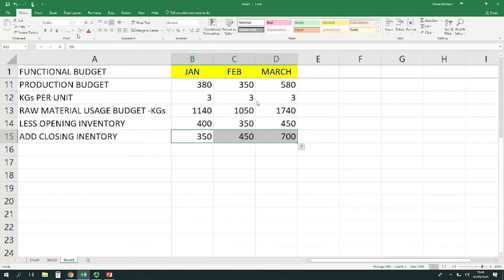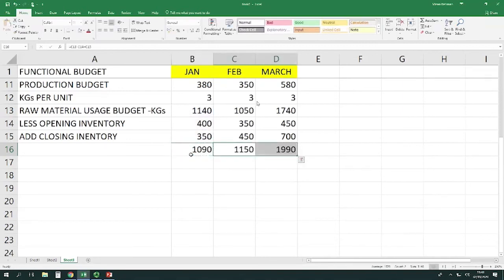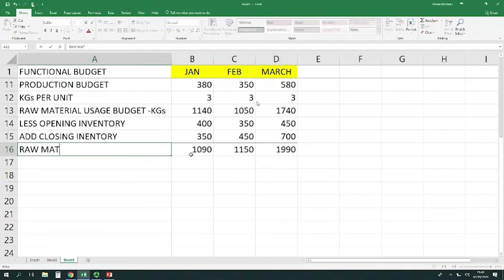Oh, we're almost done. Oh, that's a shame. Okay, so that's our raw material purchase budget.